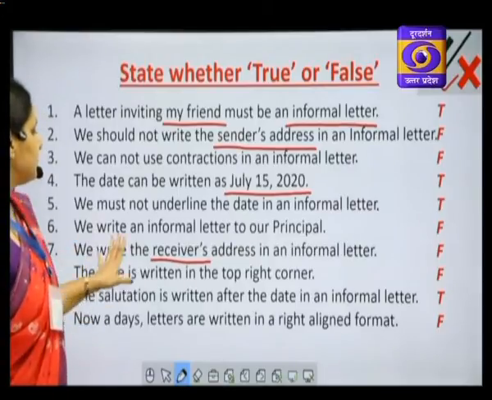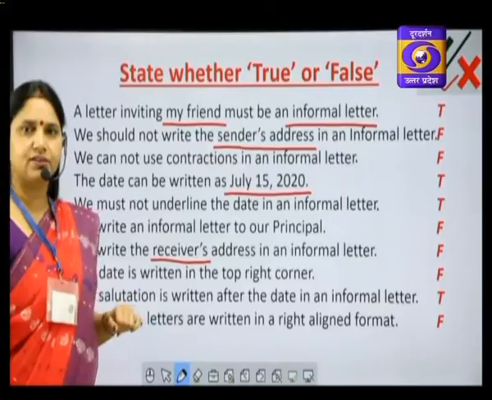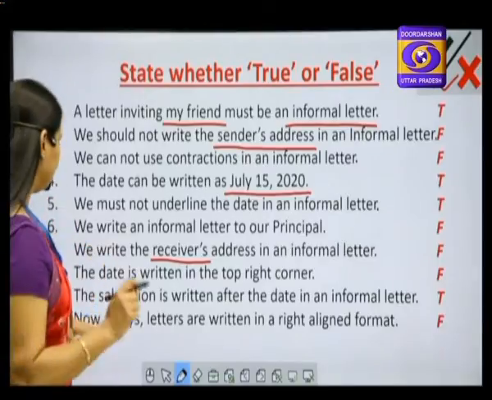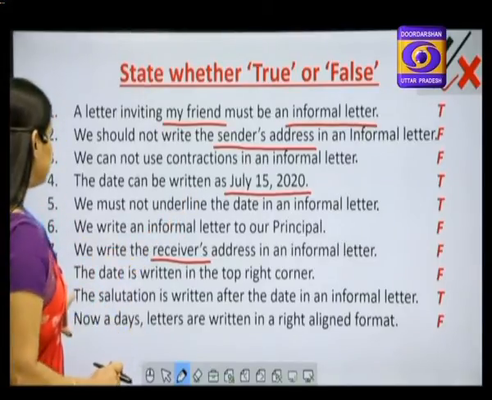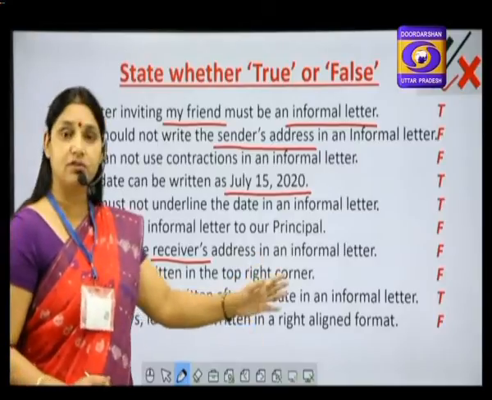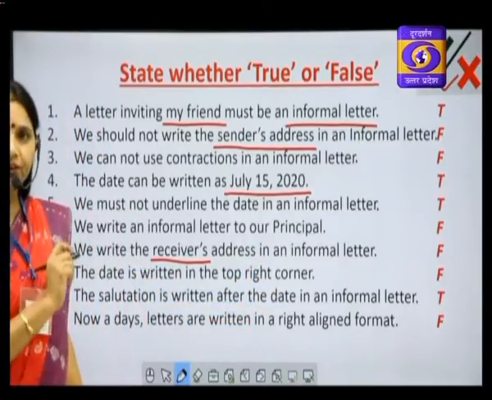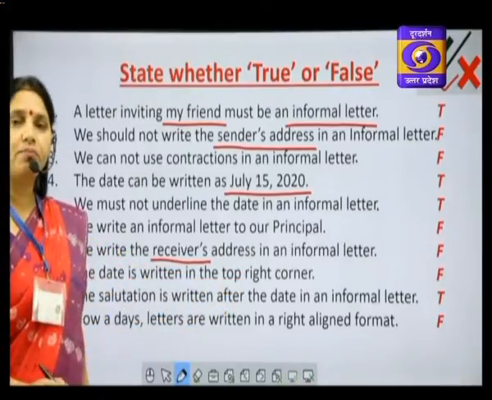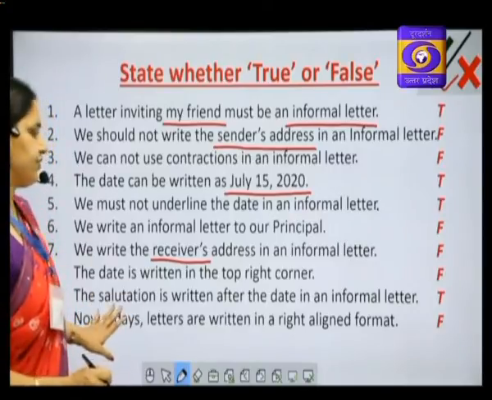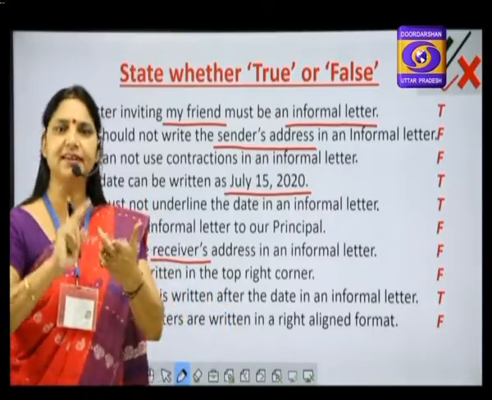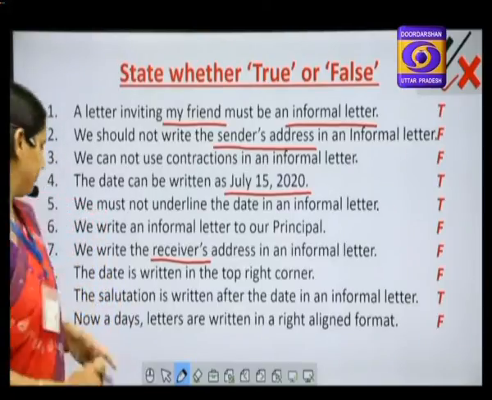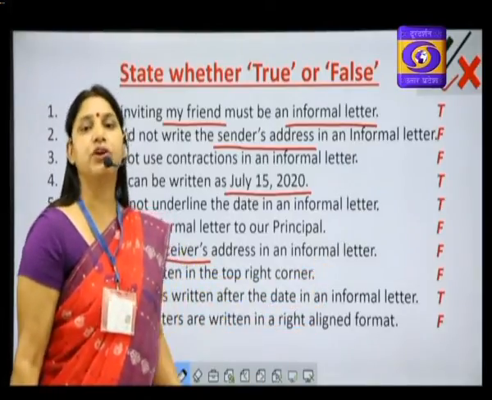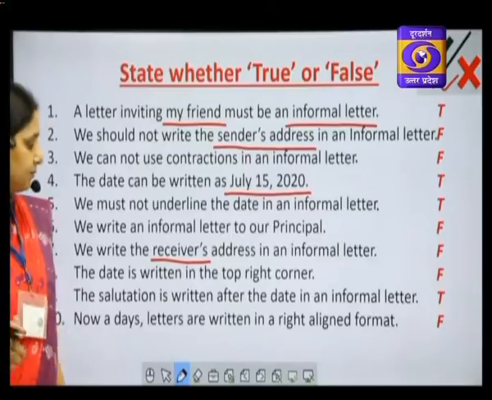Seventh is, we write the receiver's address in an informal letter. No, it is false. The receiver's address is not written in an informal letter. So this statement is false. The date is written in the top right corner. This is false because we are using a left-align format. The salutation is written after the date in an informal letter. This is true. The salutation is written after the date. First the sender's address, then the date, and then comes the salutation. Nowadays, letters are written in a right-align format. This is false because we are using a left-align format these days.